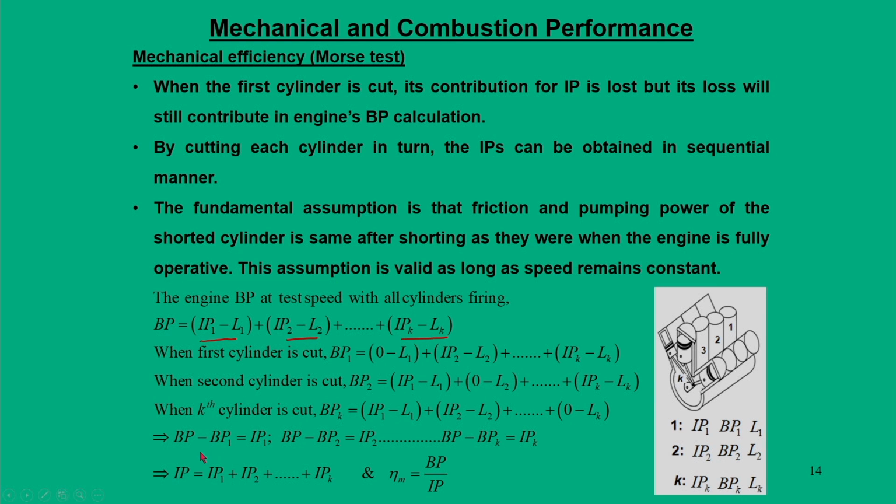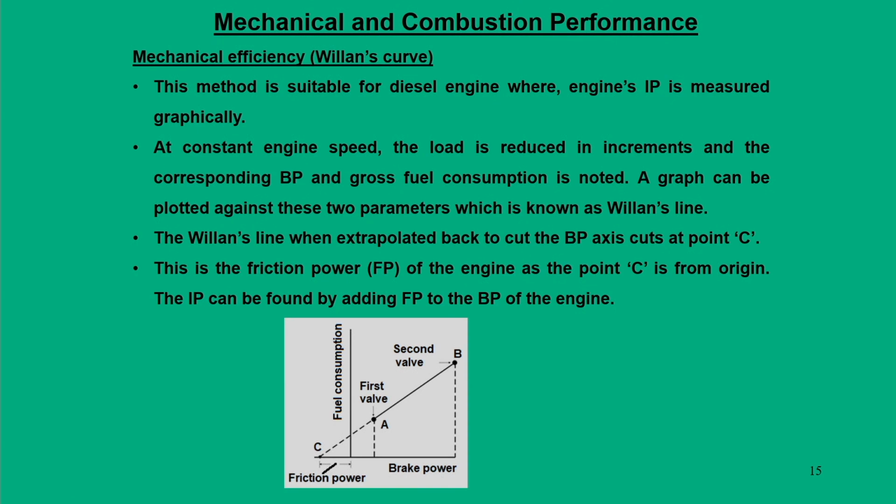So, likewise, we can find relations: BP minus BP1 is equal to IP1, BP minus BP2 is IP2 and so on. In this way, if you sequentially add all these terms, we end up getting IP equal to IP1 plus IP2 plus ... IPk. That means the total indicated power of all the cylinders. So, ultimately from the first expression we already know BP, we get the indicated power from this method, and we get the mechanical efficiency. This is how the Morse test is conducted to calculate the mechanical efficiency of the engine.